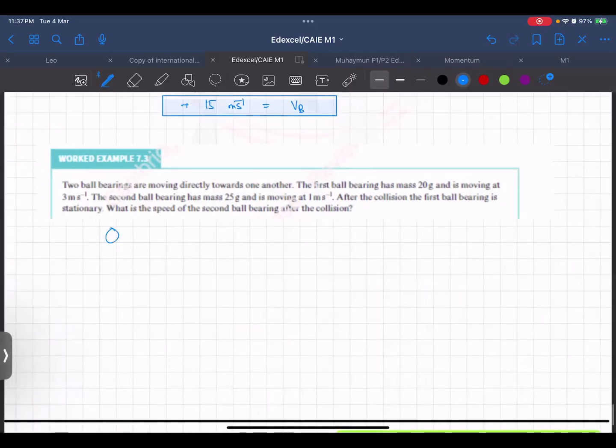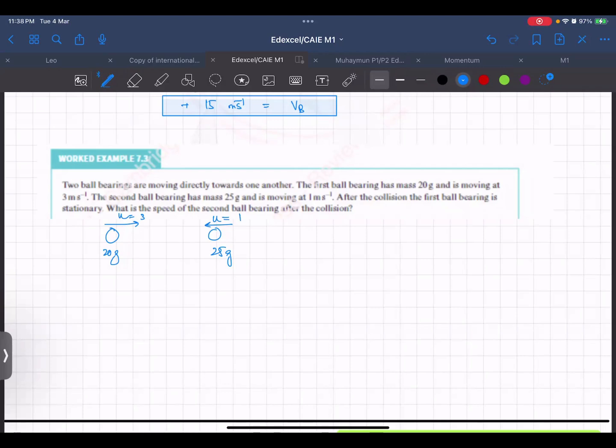So initially, two ball bearings: this is 20 grams, and let's suppose this is 25 grams. They are moving towards one another. The 20 gram one has an initial velocity u of 3, and this one has an initial velocity u of 1. This is what we are given right now.